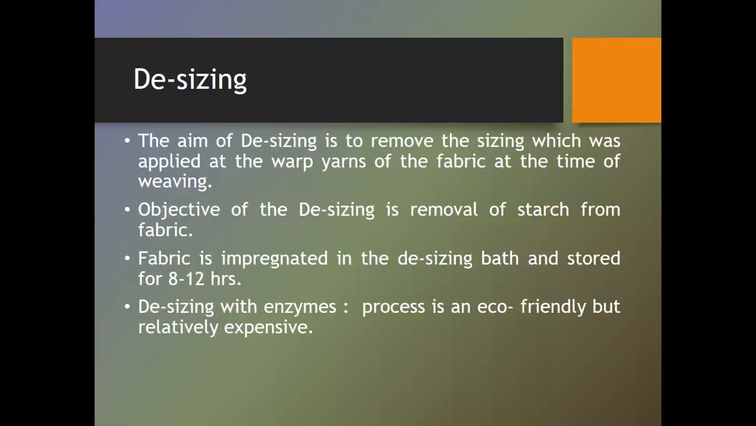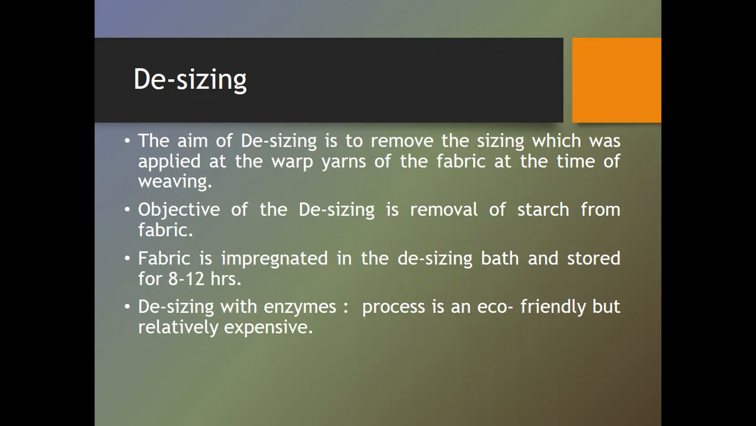Next process is known as desizing. The sizes are added during the weaving preparatory process. Main objective of the sizing is to provide strength to the yarn. This improves the weaving efficiency by reducing the yarn breakage. After the weaving is completed, the sized material is undesirable in the fabric and it makes the fabric stiff and hydrophobic in nature. The main objective of desizing is removal of starch from the fabric.